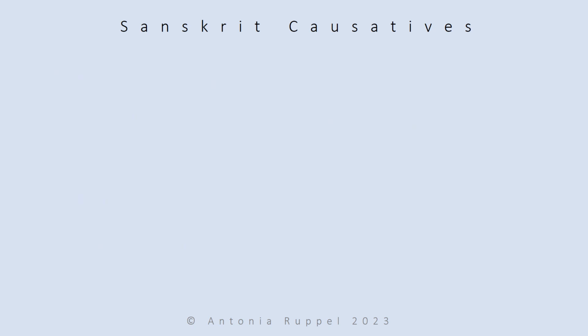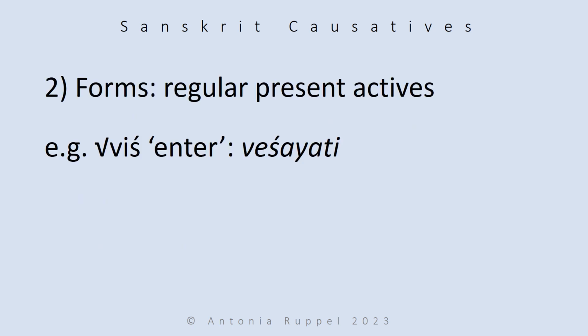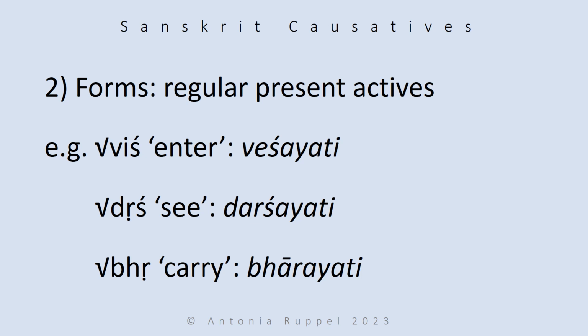So, for example, of the verbal root vish, to enter, present tense vishati, we have a causative veshayati. Of drish, to see, present tense pashyati, we have a causative darshayati. Of bhar, to carry, present tense bharati, we have a causative bharayati.